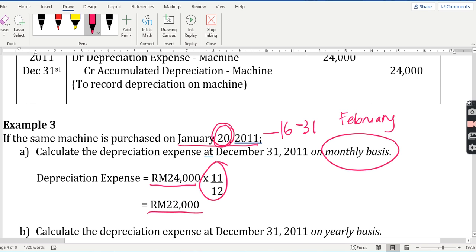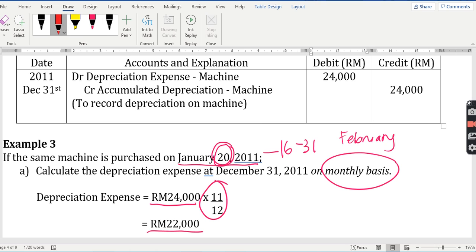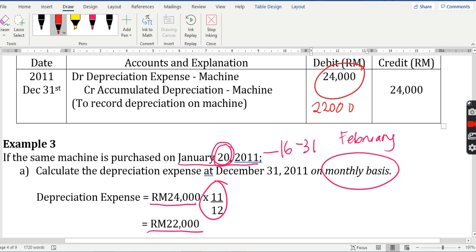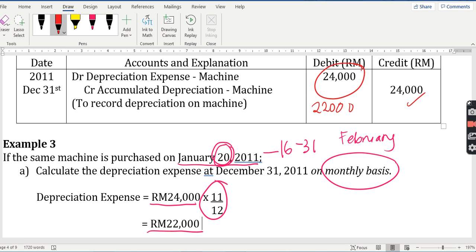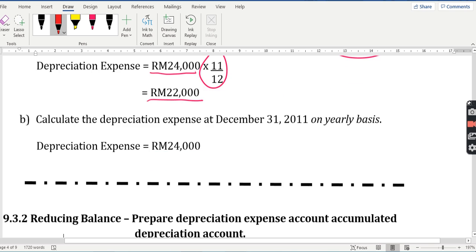So the depreciation expense will be 22,000. If I were to record the journal entry using monthly basis, this amount won't be 24,000, but it will be 22,000 instead. But if you are using yearly basis, your answer will be 24,000. This is when you are using the straight line method.